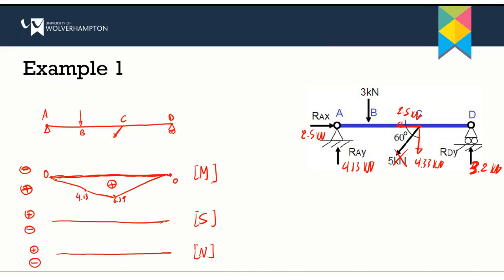I will do the same for the shear forces. Now, I don't have to go back. I will just show it over here. So the shear force at point A is 4.13. The shear force before, a little bit to the left from point B, so before I have the 3 kilonewton force, is still 4.13. And I will connect that with a straight line. The shear force a bit to the right from B is 1.13.